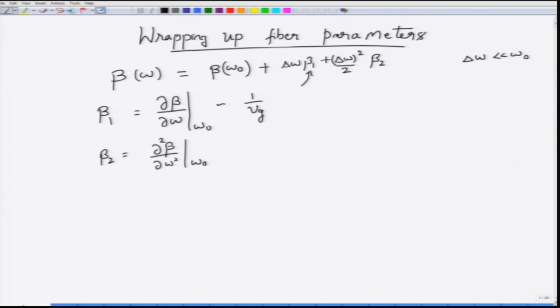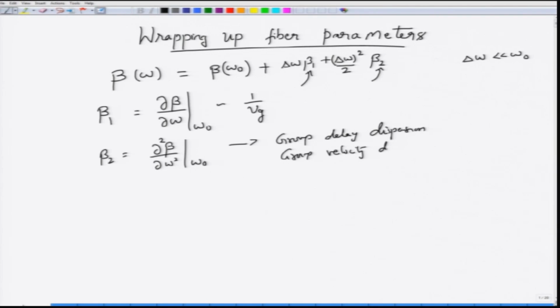As long as this is true, you can expand beta of omega, and you will see that the presence of non-zero values of beta 1 and beta 2 is the reason why you get dispersion. Beta 1 tells you how the envelope gets delayed, while beta 2 tells you how the envelope actually gets spread. For that reason, this beta 2 is called the group delay dispersion term or the group velocity dispersion.